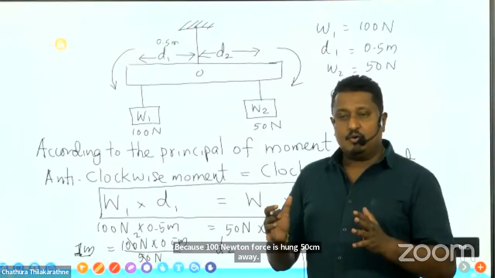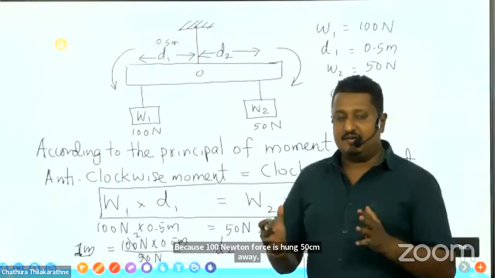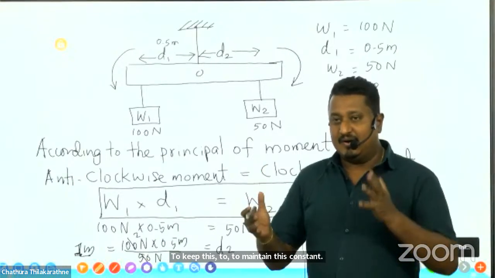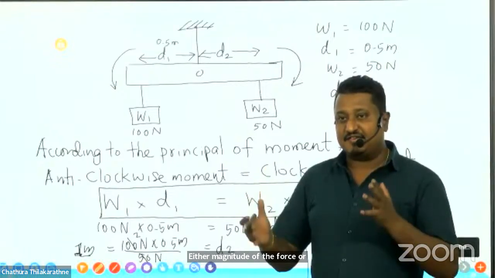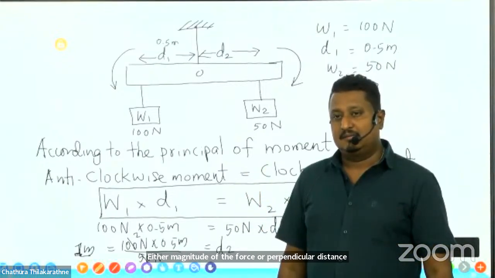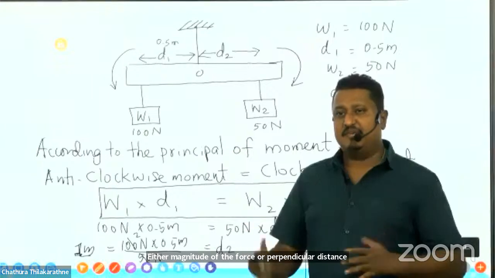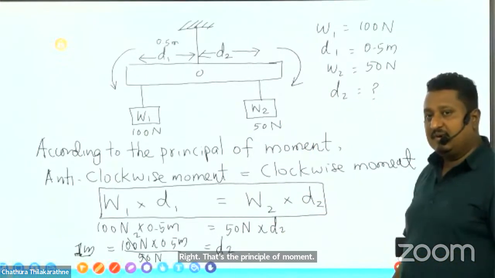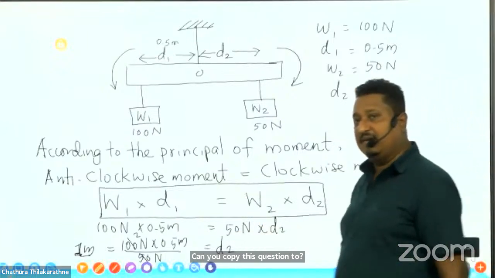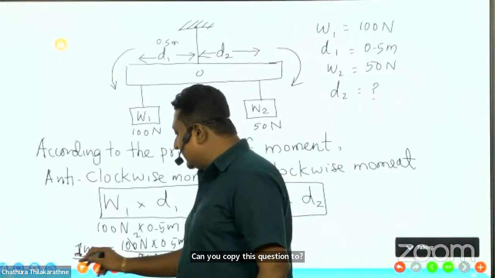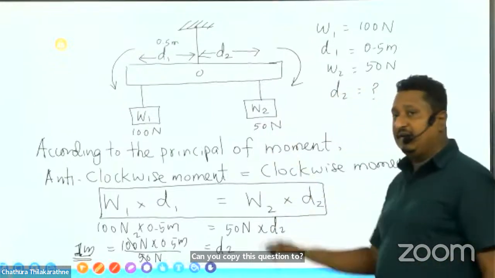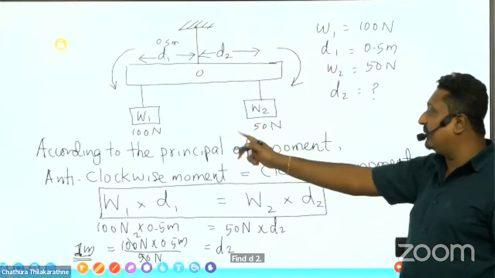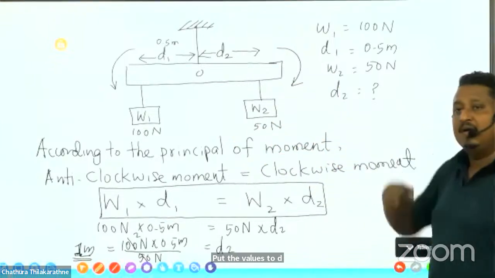To maintain this constant, either the magnitude of the force or the perpendicular distance should be adjusted. Right? That's the principle of moment. Can you copy this question too and get the answer as 1 meter? Find D2. Put the values: D1 is 0.5, W1 is 100, W2 is 50, and find D2.